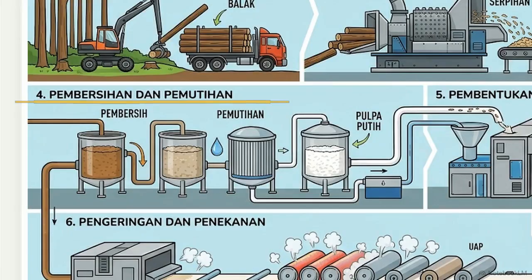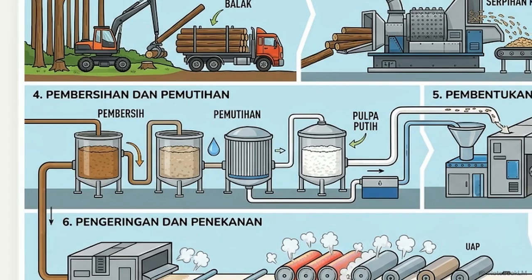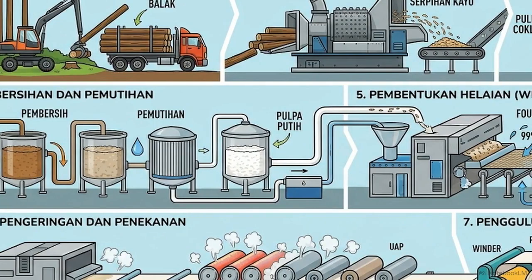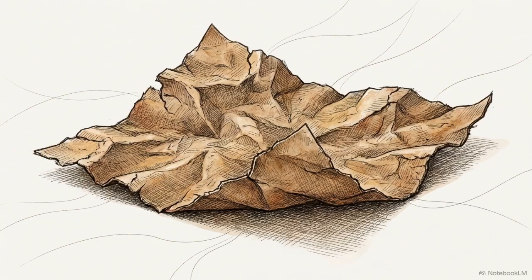These vats represent step 4, cleaning and bleaching. Brown pulp moves through wash cycles to remove impurities and leftover wood particles. Bleaching agents then alter the material. As it passes through, the pulp shifts from brown to the bright white required for standard paper. Without the chemical process to dissolve lignin and strip color, the material remains dark and brittle.